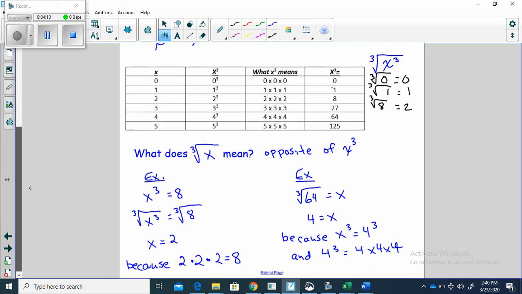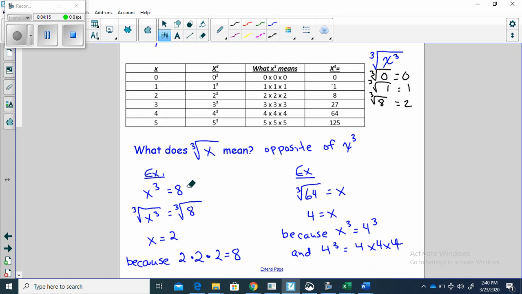It's exactly what we're looking at down here. What does the cube root of x mean? We're basically doing the opposite of x cubed. If you've got x cubed is equal to 8, the opposite of cubing something is to take the cube root. The cube root of x cubed is x. What I do to one side, I have to do the other. So I need to take the cube root of 8. The cube root of 8 is 2. Why? Because 2 times 2 times 2 is 8.